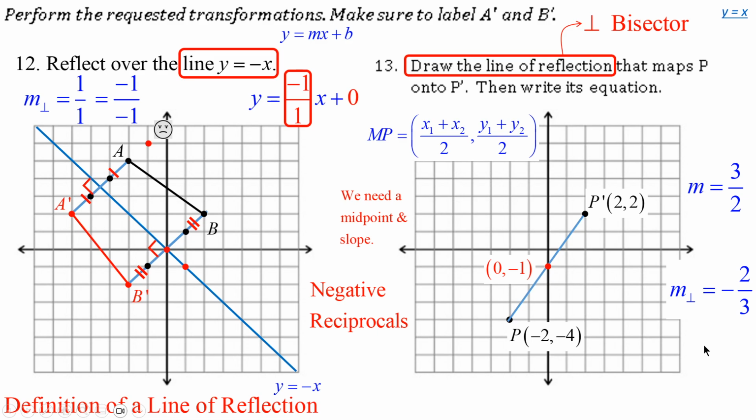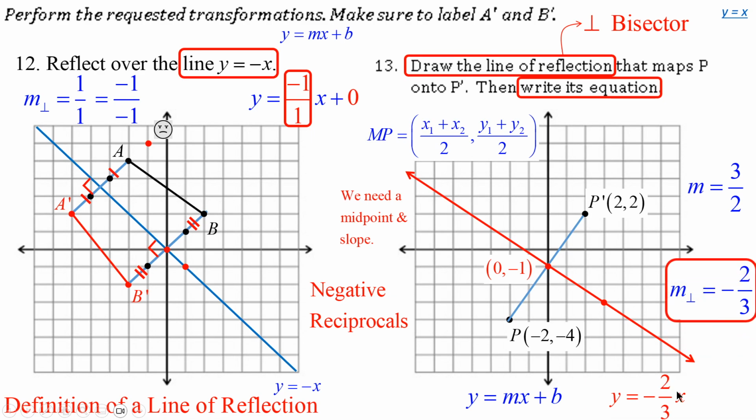I could go point-slope, or that point happens to be a y-intercept, so on this one I could go slope-intercept. Let's see if this works right here too. Negative 2 over 1, 2, 3. Yep. Does that look like a perpendicular bisector to you? Sure does. So here we go. Y equals, and my slope was negative 2/3 x plus my y-intercept, minus 1. And there you have it.